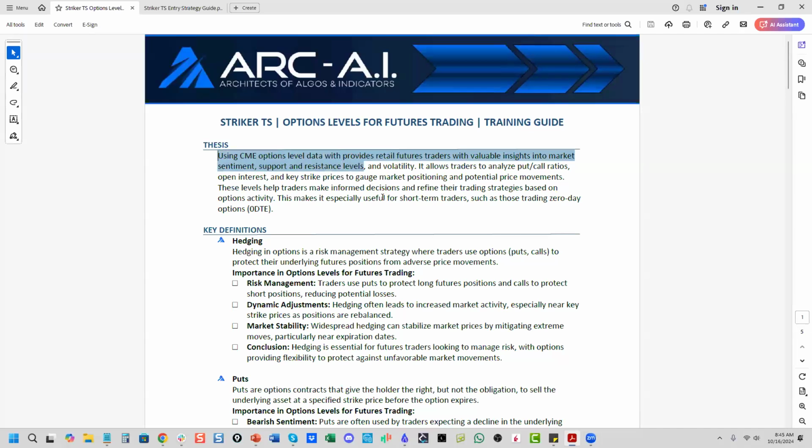Using CME options level data provides futures traders with valuable insights into the market sentiment for support and resistance, and also volatility, which is known as the bell curve. It allows you to analyze the put and call ratios, open interest, and key strike prices to gauge market positioning and potential price movements. These levels help traders make informed decisions and refine their strategies based on options activity. And it's very important that we focus on short-term trading decisions using 0DTE options, because we're looking at day trading data. We're not really swing trading the markets here. Okay.